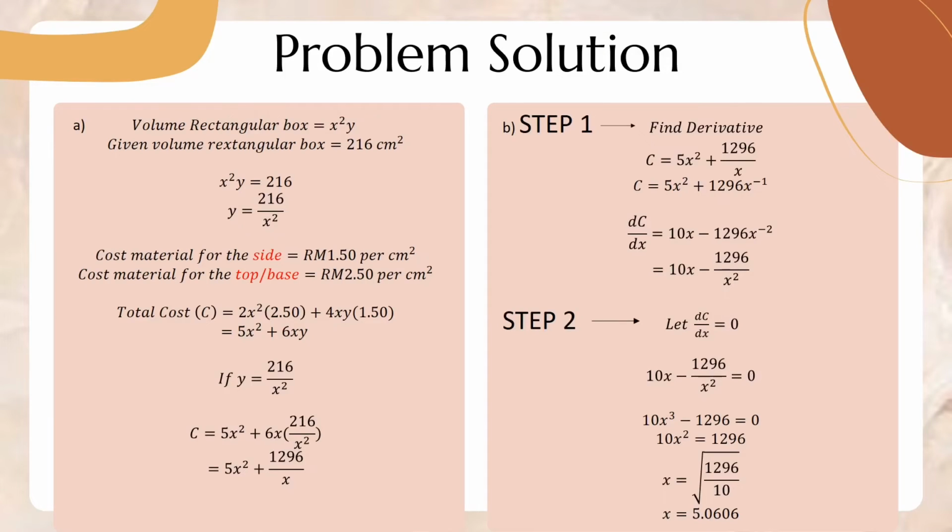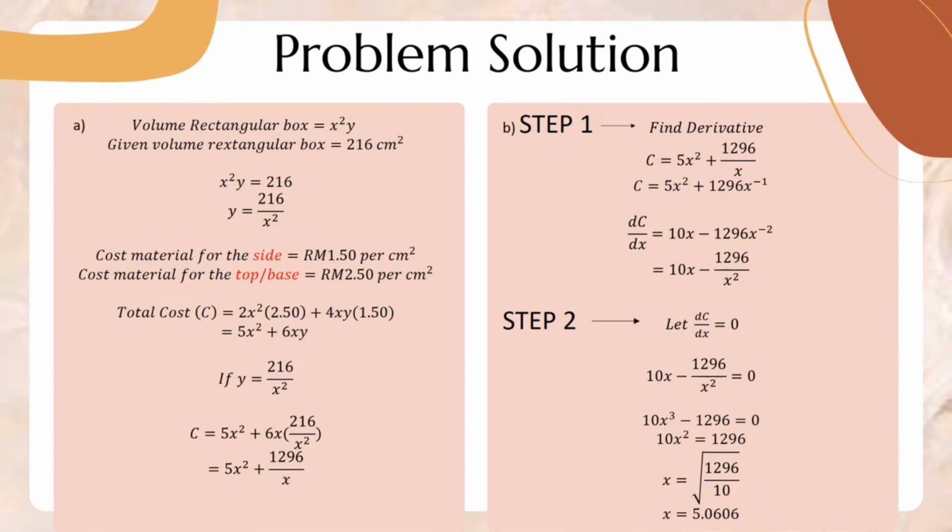Okay, for the problem solution, based on question A, we need to show that the cost C of the material is C equal to 5x squared plus 1296 over X. So, based on the diagram, we can see that it is a rectangular box. So, the volume of a rectangle is length times width times height.